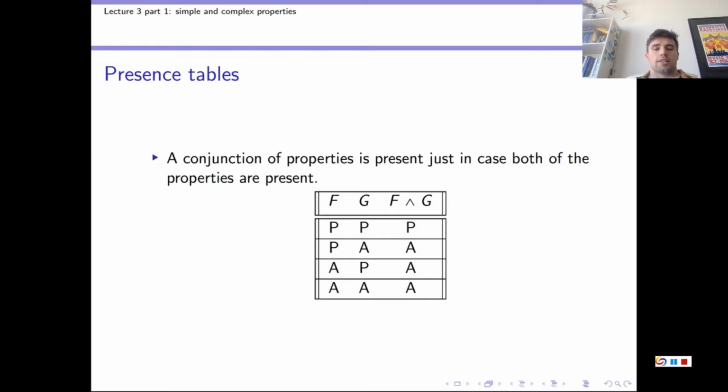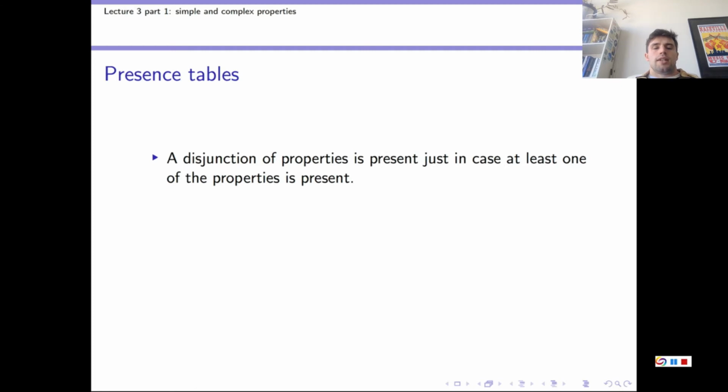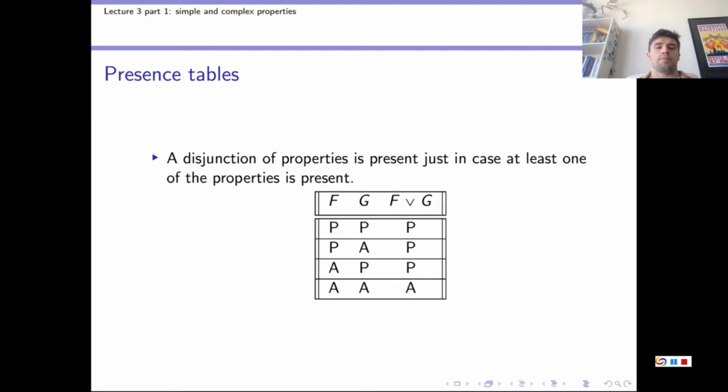And we can see that this table is analogous to the truth table for and in the same way, where the simpler constituent properties are F and G, and we have present in place of true and absent in place of false. Finally, we say that a disjunction of properties is present just in case at least one of the properties is present. So the presence table for or is this one, which again is analogous to the truth table for or, with present in place of true and absent in place of false.